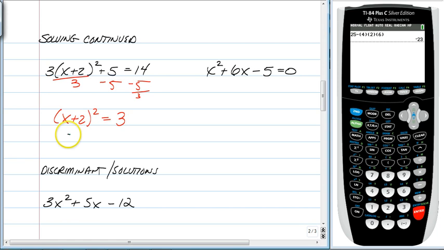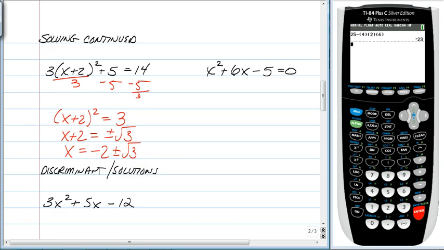Square root both sides here. That's going to give you x plus 2 is equal to plus or minus the square root of 3. Do not forget about your plus or minuses on this test. So x is equal to a negative 2 plus or minus the square root of 3. And you are good to go.